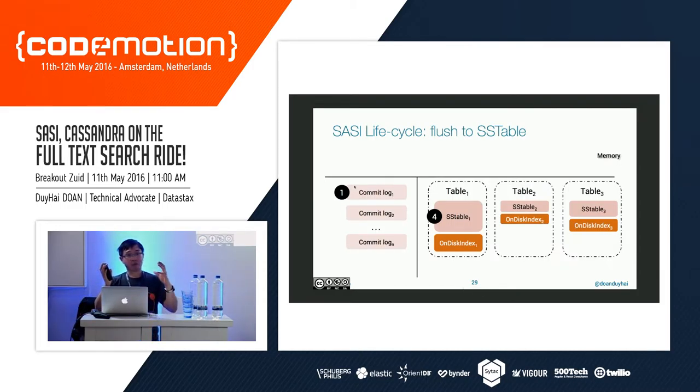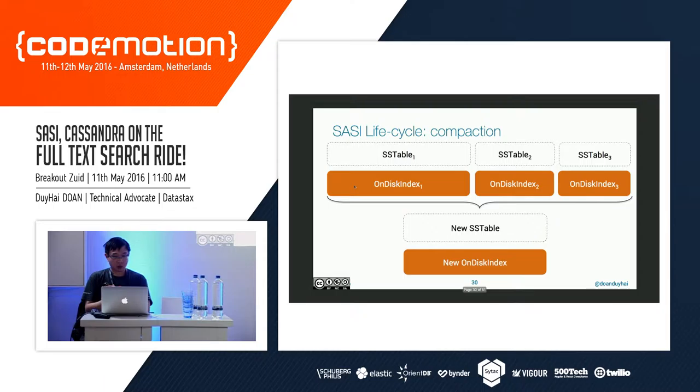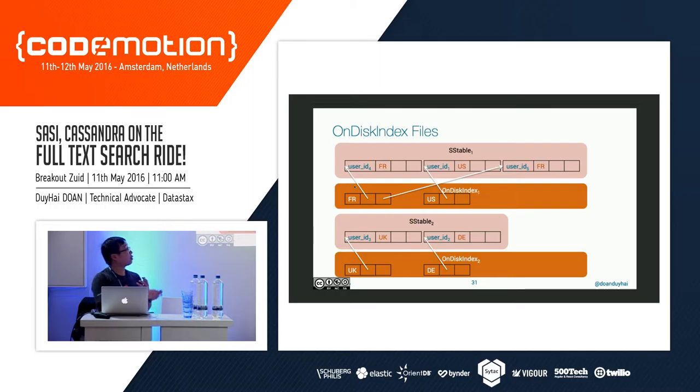Now, when data from memory are flushed to disk, we write data in an immutable data structure we call SSTable, string sorted table, and at the same time, we write the on-disk index structure. Each SSTable has its own attached on-disk index structure. The reason we do this attaching is that it also works for compaction. Every time that the data files are merged together, the index structures are also merged together. Since the data files are immutable, in the index structure we can keep direct pointers to the exact offset of the row in the data file. So it is very, very efficient.